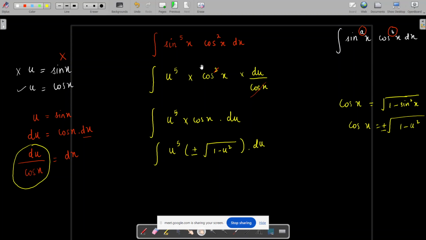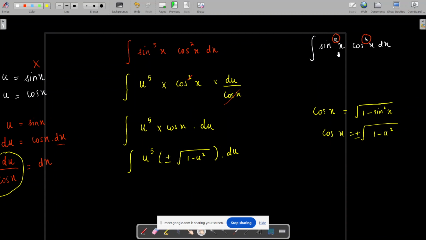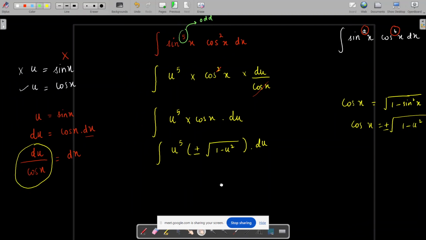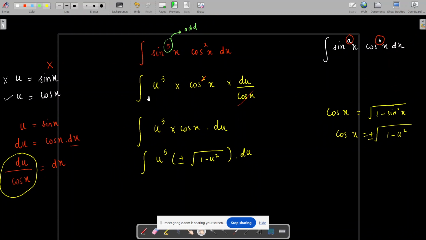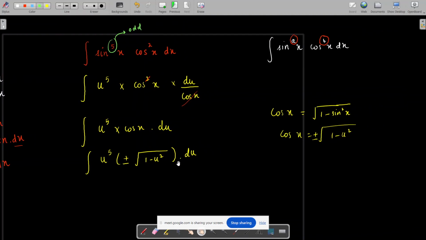So what we are going to do is, if the power of sine is odd, like we had in this case, then we will use the substitution cosine of x as u. Let me just write the rules here. We'll do more problems in the next class.